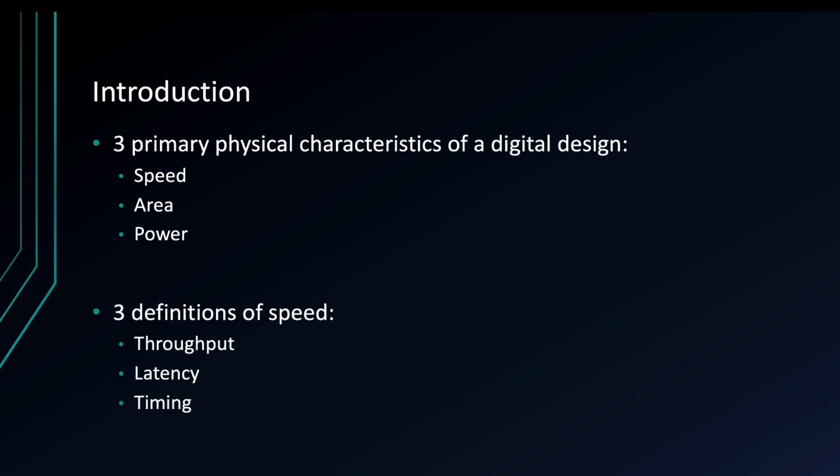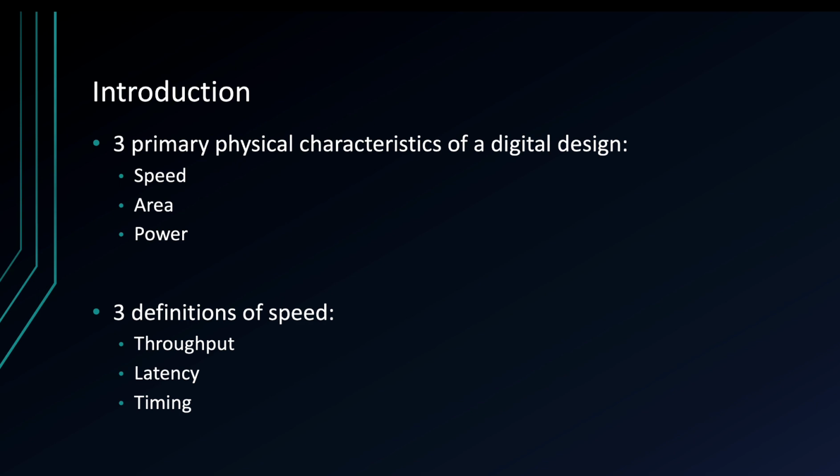But for the first few videos, we want to be focusing on the speed of the design, like how fast is your design. There are three different definitions of speed. Depending on the context of the problem, we can have the throughput, we can have latency, or we can have something we usually call timing. As I said, we can discuss these three, throughput, latency, and timing, when we talk about data processing in FPGAs.